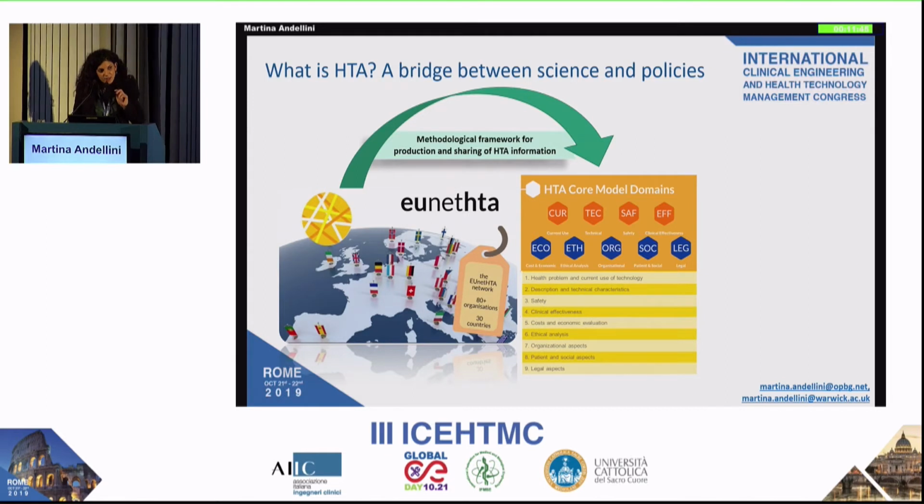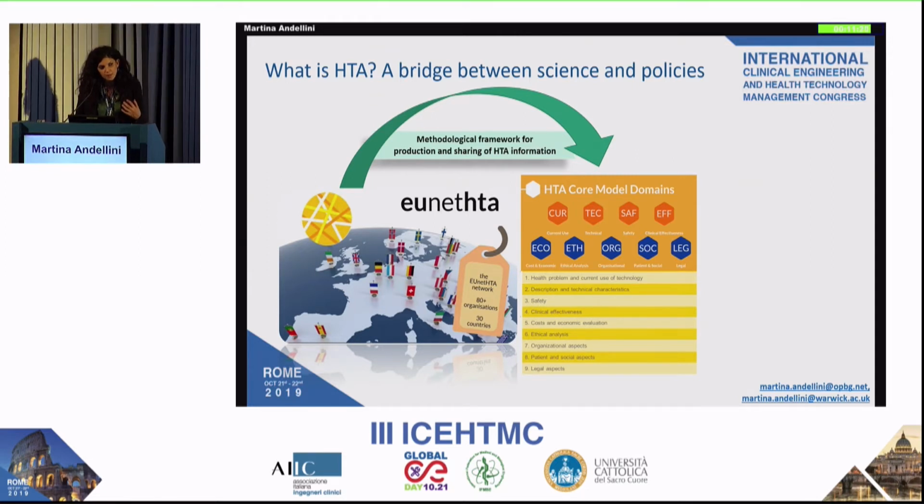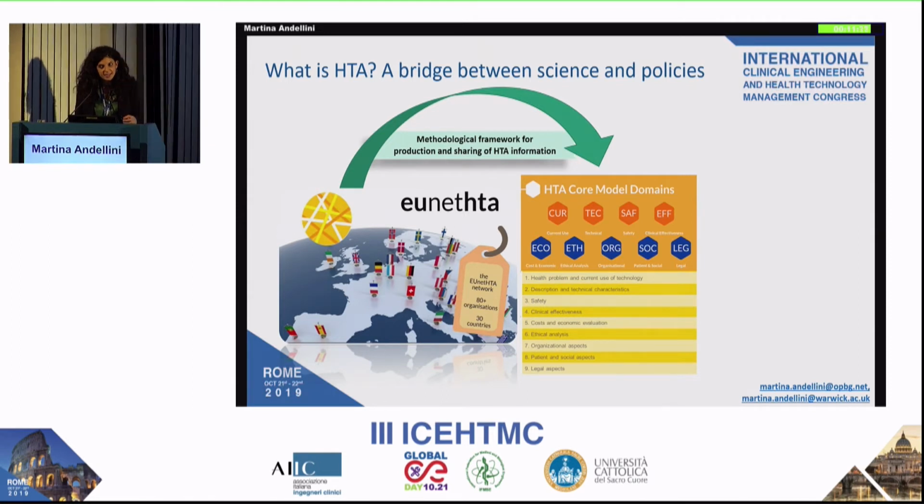So in 2006, a European network of health technology assessment was established in order to provide a methodological framework for the production and sharing of health technology assessment information, and they produced the health technology assessment Core Model, EUnetHTA. This model provides a detailed explanation of how to carry out a health technology assessment study, highlighting the main domains that should be considered when we evaluate a health technology.